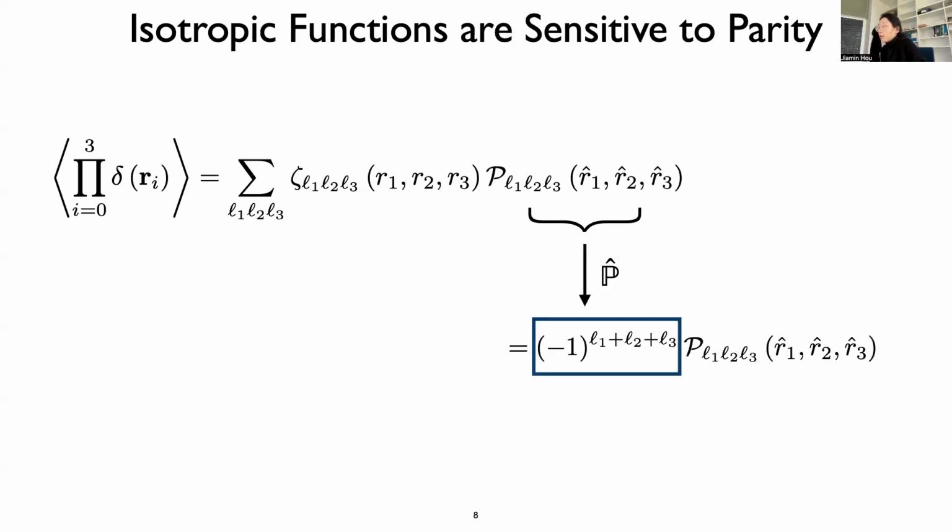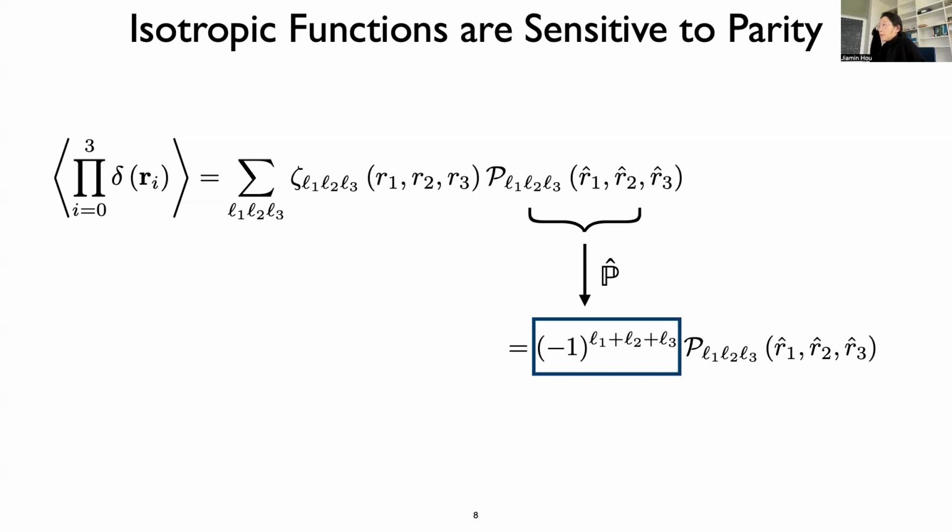Another powerful feature of this basis function is its sensitivity to parity transformation. When we flip the spatial coordinates for R1, R2, and R3 to minus R1 to 3, an additional phase emerges. Specifically, if the sum of the three angular momenta, L1 to 3, is an odd number, then this function will flip its sign. And this property allows us to detect parity violation effectively with this basis.